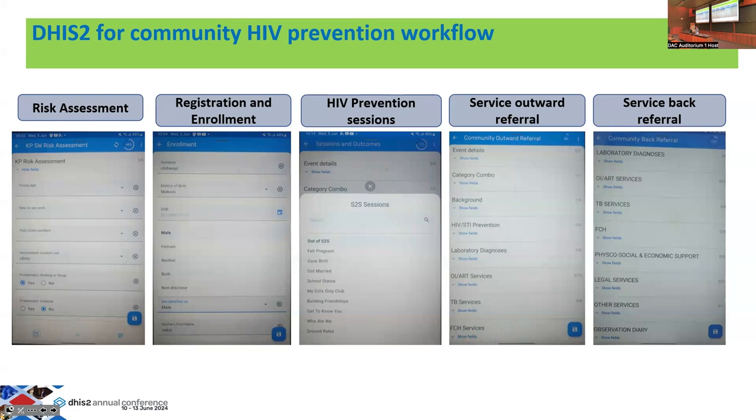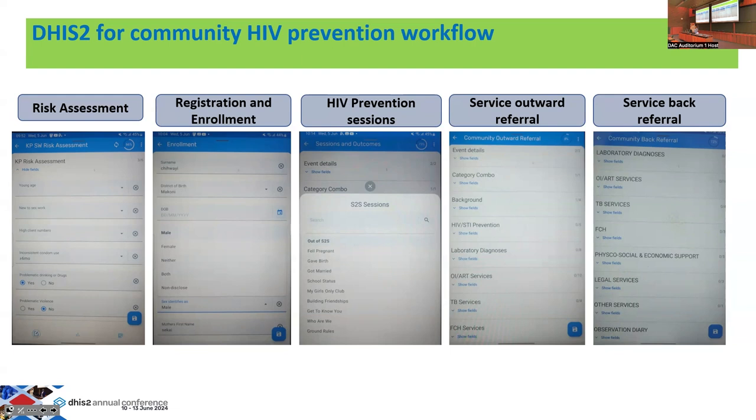And the sessions are conducted using DHIS2. So you would find that the different sessions that the person goes through, they can be going through HIV, STI prevention sessions, they can be going through HTS sessions. All these are just sessions that they're going through, and these are happening in DHIS2. So the community volunteer is also able to track the number of people who've managed to attend all the sessions. They are able to register session attendance using DHIS2.